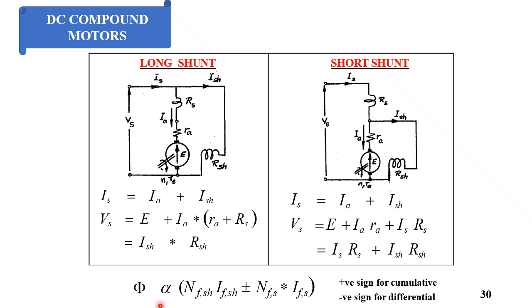The flux is proportional to N field shunt times I field shunt, which is the ampere turns of the shunt field, plus or minus N field series times I field series. The positive sign is for a cumulative compound, where the two fluxes are increasing each other, or in the same direction, and the negative sign for differential compound, where the two fluxes are opposite in direction.